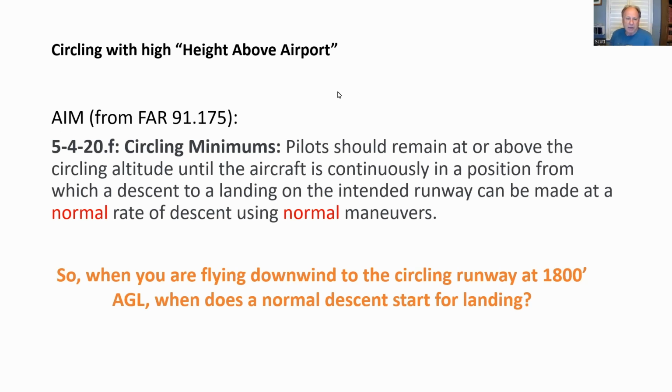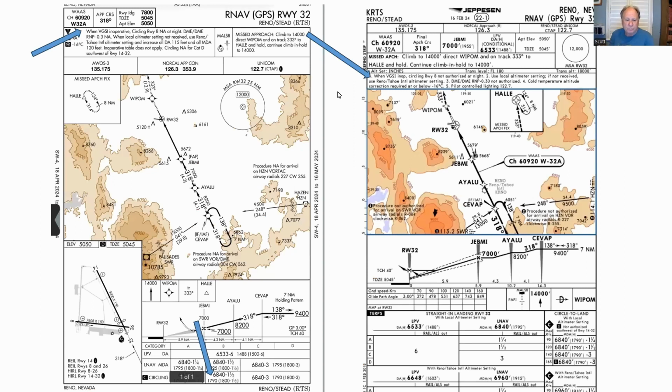And I have an example here at Reno Stead. Now this airport has circling, and you'll notice in the top comment, on the left side is the FAA chart, on the right side is the Jeppesen chart. The same note: when VGSI is inoperative, circling is not authorized to runway 8 at night. Okay, that makes sense. But look at your HAA down here at the bottom. You have 1,790 foot HAA.